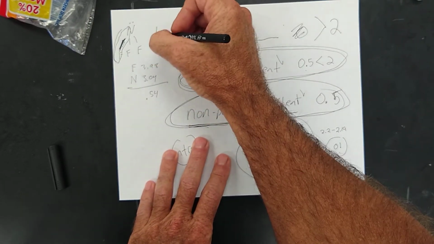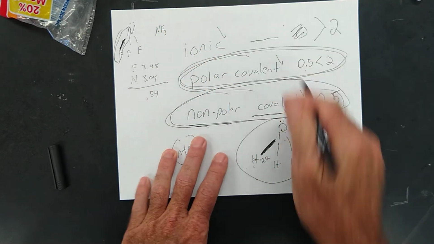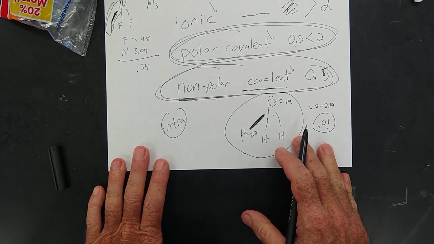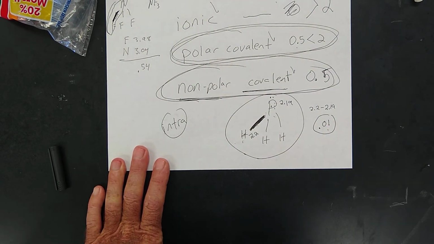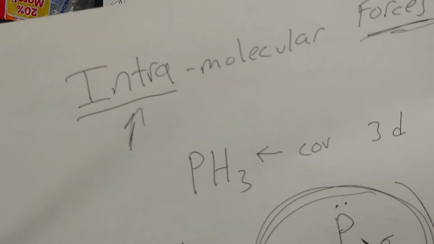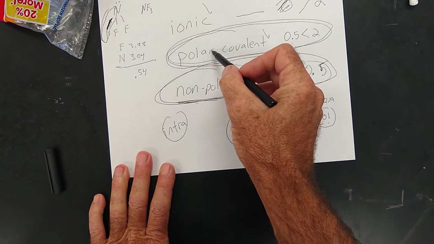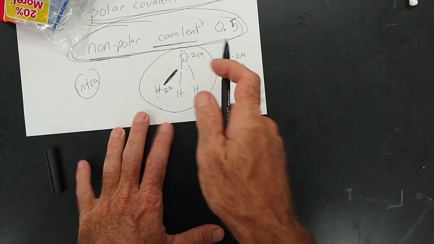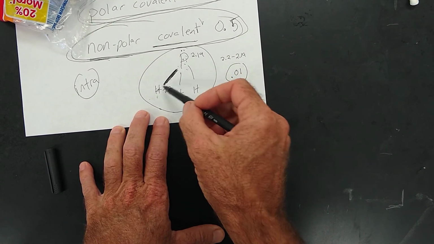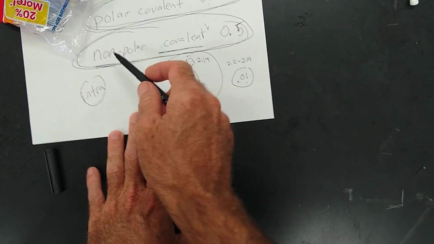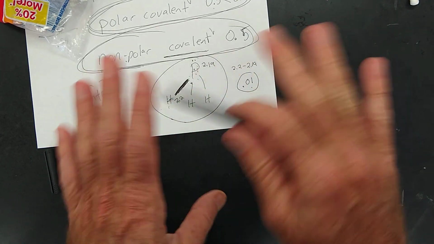So nitrogen trifluoride, its intramolecular bond, the intramolecular forces, okay, are polar covalent. But for phosphorus trihydride, its intramolecular forces are nonpolar covalent. That's all there is to it.